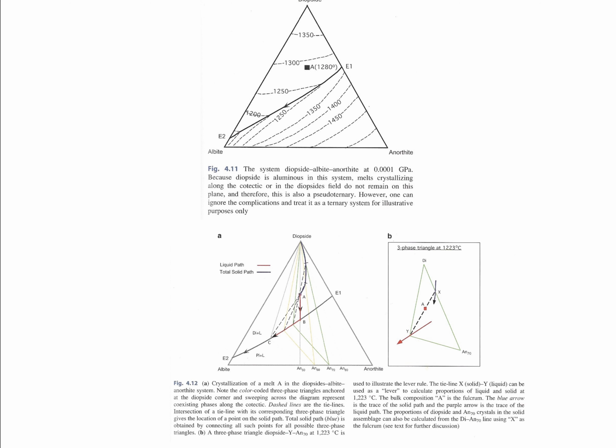In B, we have again the system diopside, albite, anorthite, and we have a liquid path and a total solid path. Along this red line is our liquid path. Starting at the composition of A, we go from here to here, we are cooling down, and then we come to this black line, and we finally get our solid rock.